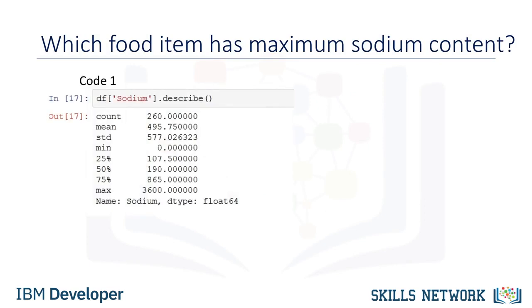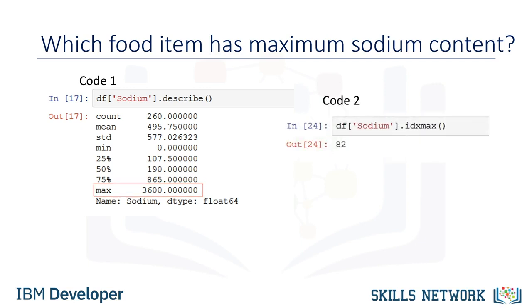To check the values of sodium levels in the food items within the dataset, we use the code as shown in Code 1. The describe method is used to understand the summary statistics associated with sodium. Notice that the maximum value of sodium is given as 3,600. Now let's further explore the row associated with the maximum sodium variable as shown in Code 2. We use the idxmax method to compute the index values at which the maximum value of sodium is obtained in the data frame. We see that the output is 82.